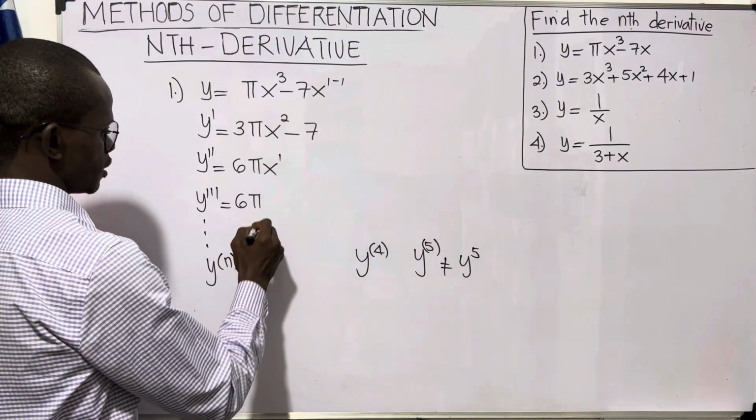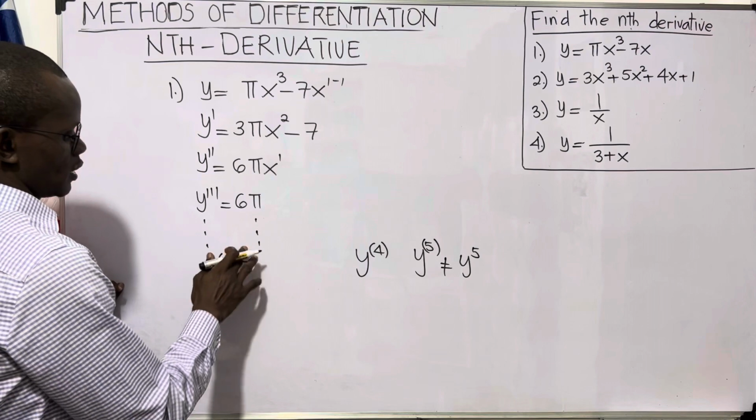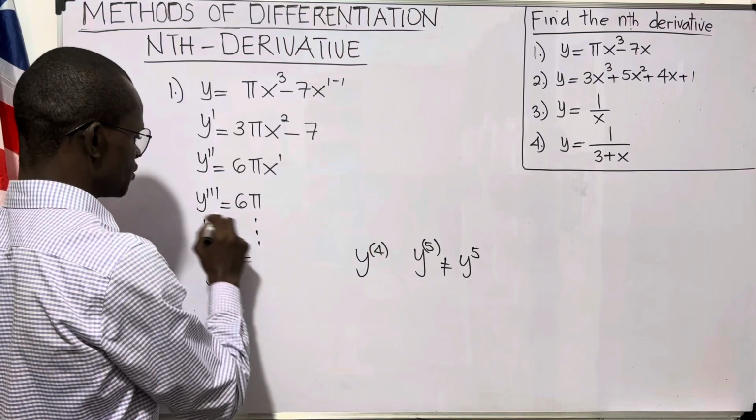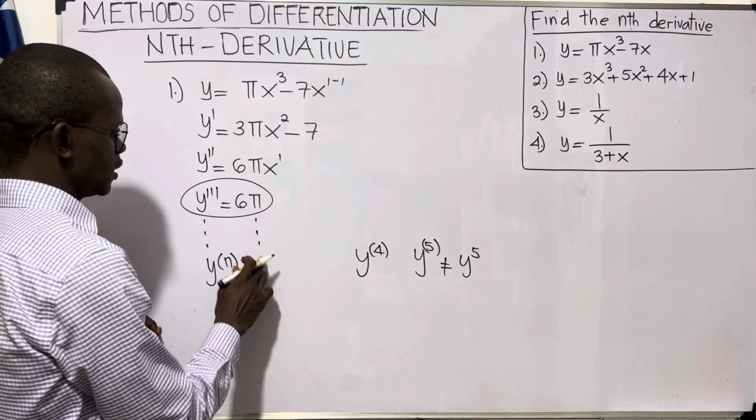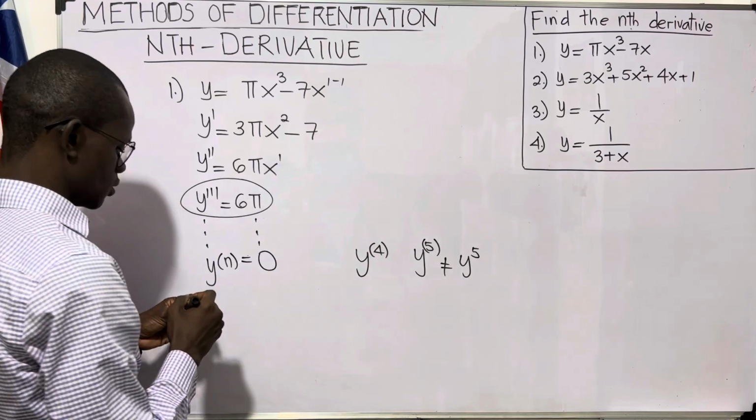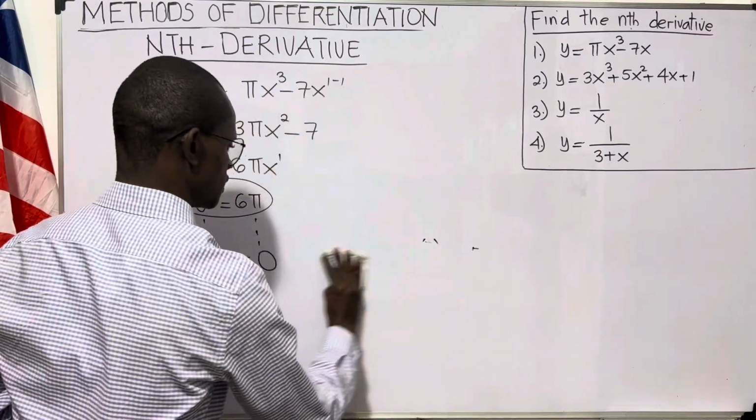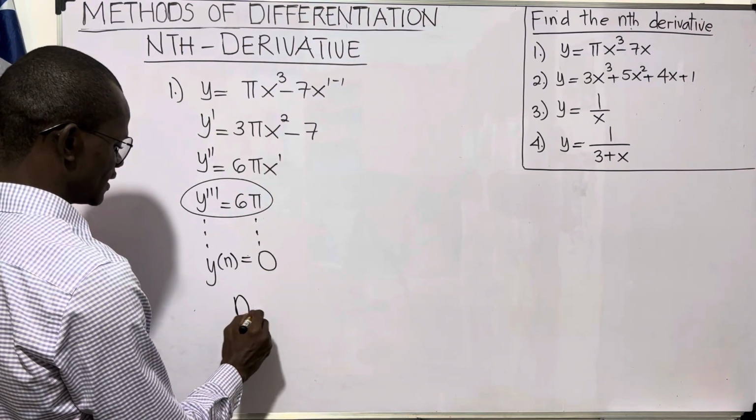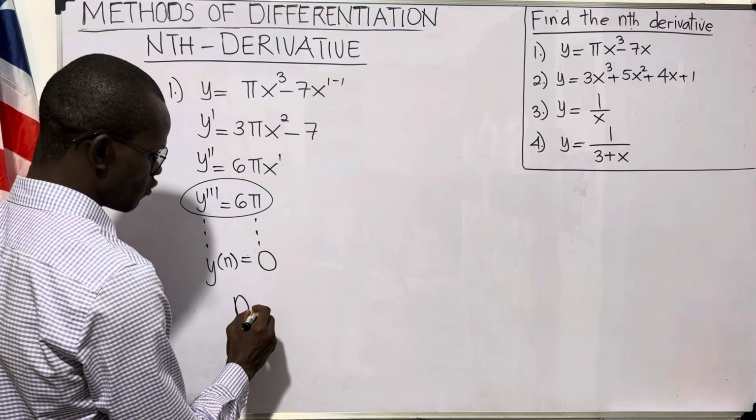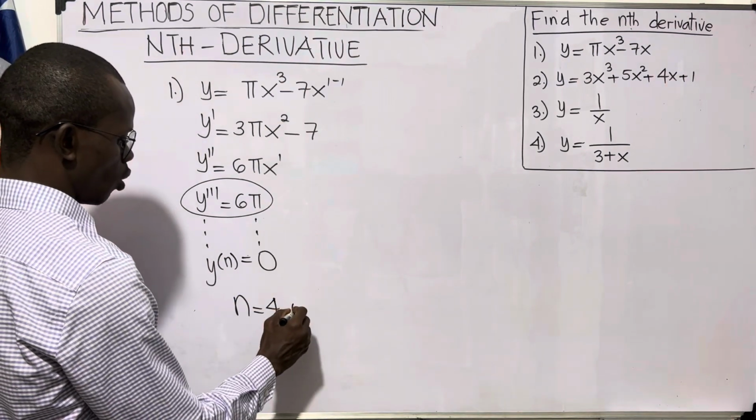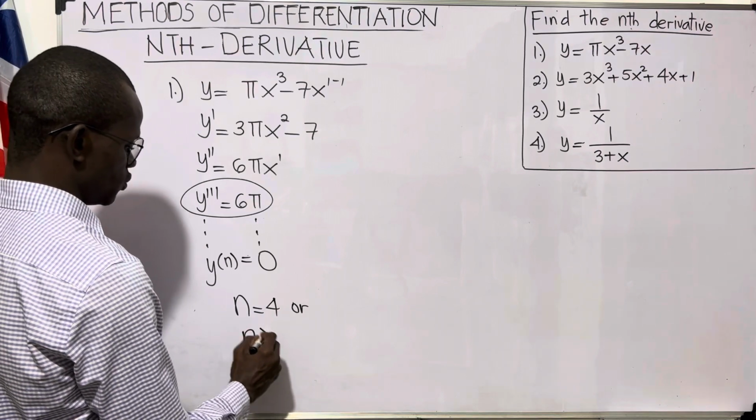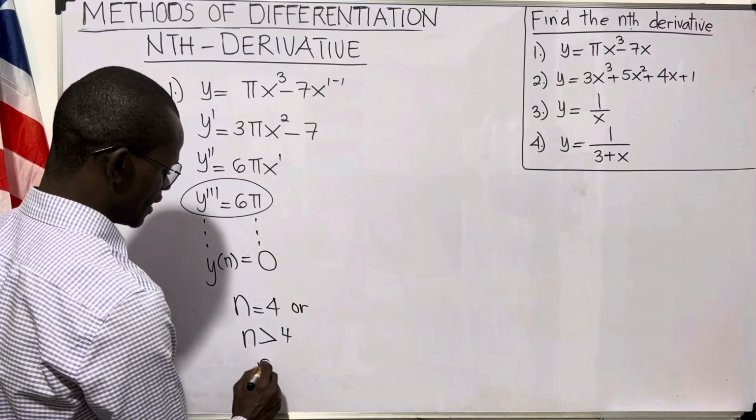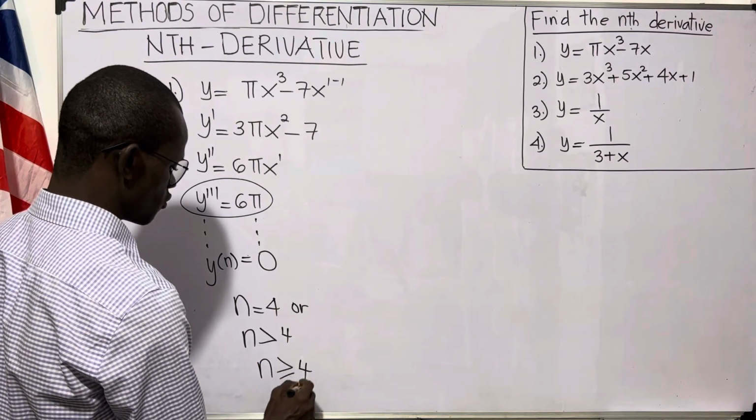So for this now, the nth derivative. Now this is a constant. So when you are finding any other derivative of this function further, it will be equal to 0. So when is it equal to 0? The derivative equals 0 when n is equal to 4 or n is greater than 4. So we can just rewrite it as n is greater than or equal to 4.